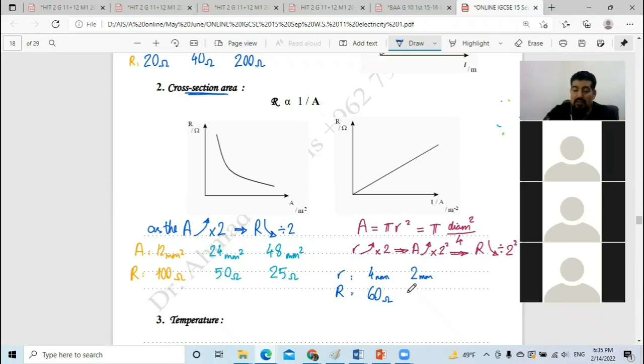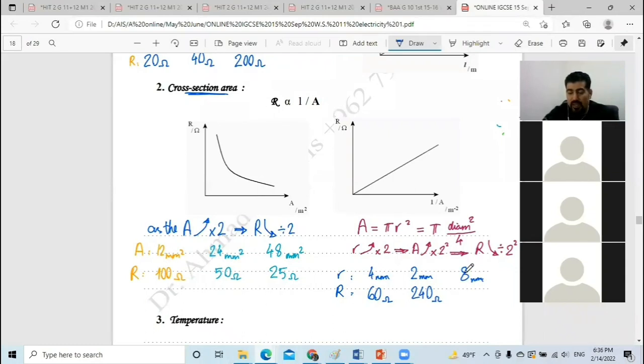Twice or twice square? Twice square. That means it will be how much? 240 multiplied by 4 ohms. Okay? Good. But if I bring a wire with the radius or diameter of 8 millimeter, what happened to the resistance in this situation? It will be less than 60. Less than 60 by how many times?